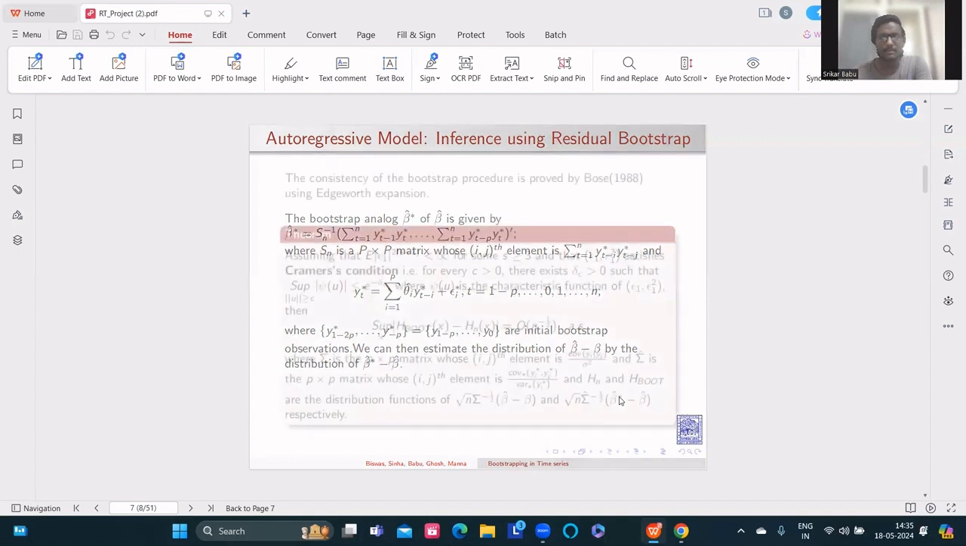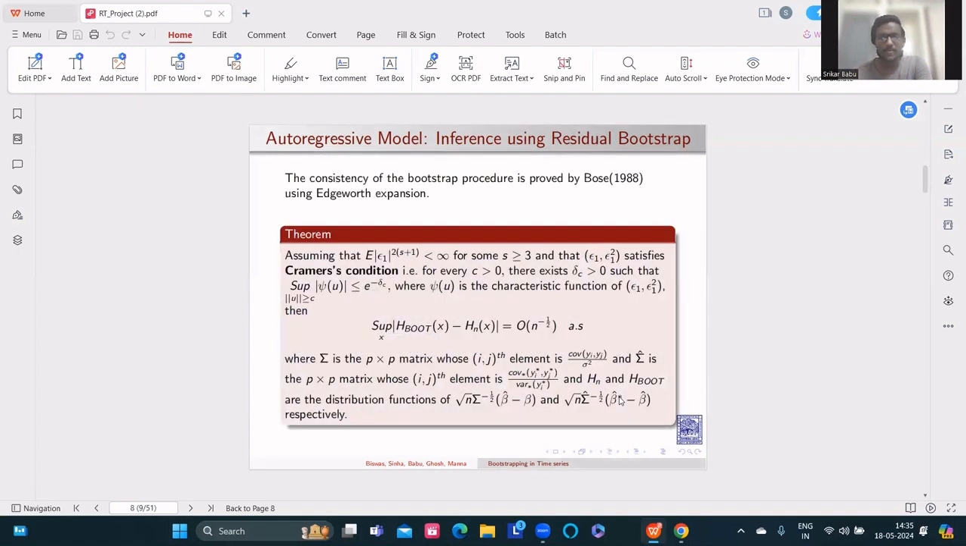Now we have a theorem regarding the consistency of the bootstrap procedure, which is proved by Bose, assuming that the expectation of epsilon 1 to the power 2s plus 1 is finite for some s greater than or equal to 3, and that epsilon 1 comma epsilon 1 square satisfies Cramer's condition, which states that for every c greater than 0, there exists a delta c greater than 0 such that the supremum of the characteristic function of epsilon 1 comma epsilon 1 square is less than or equal to e to the power of minus delta c.